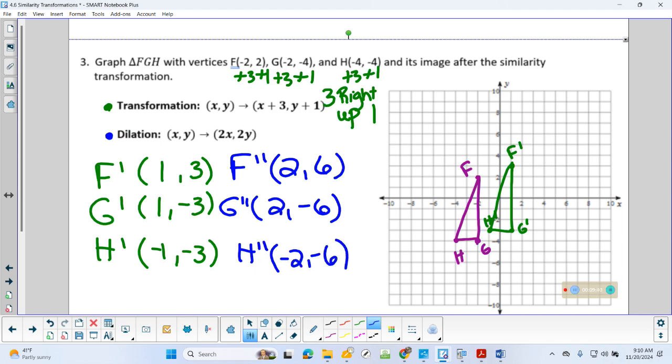All right, let's plot it, draw it. Our triangle should be double the size. 2, 6. F double prime. 2, negative 6. Negative 2, negative 6.